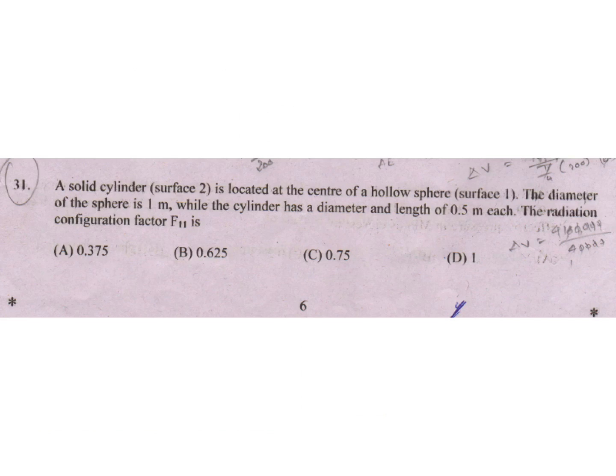Question is, a solid cylinder surface 2 is located at the center of a hollow sphere surface 1. The diameter of sphere is 1 meter, while the cylinder has a diameter and length of 0.5 meter each. The radiation configuration factor F11 is how much?